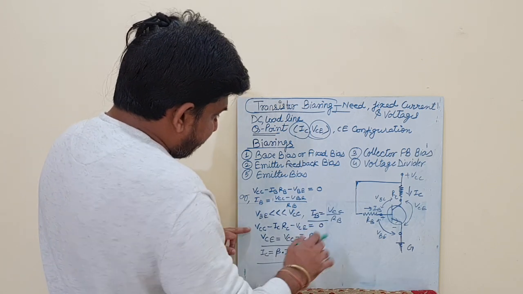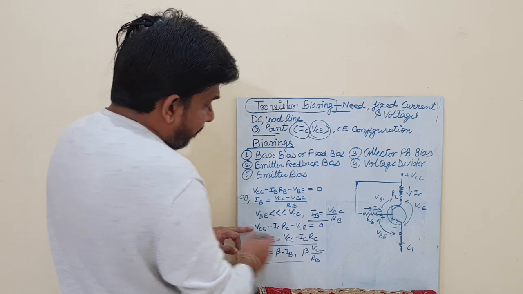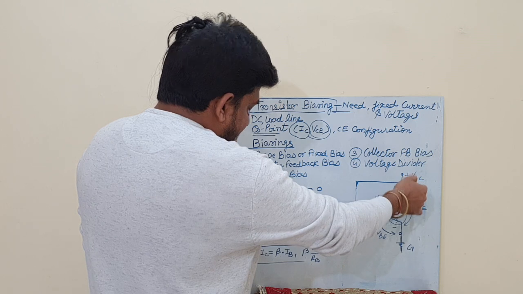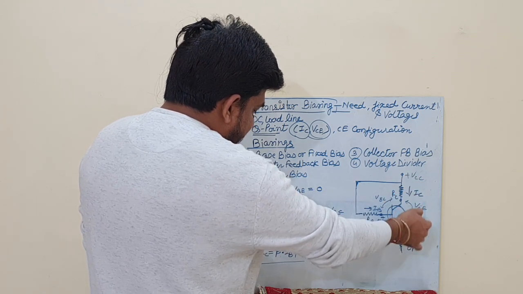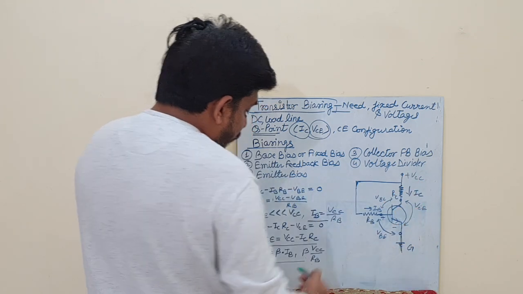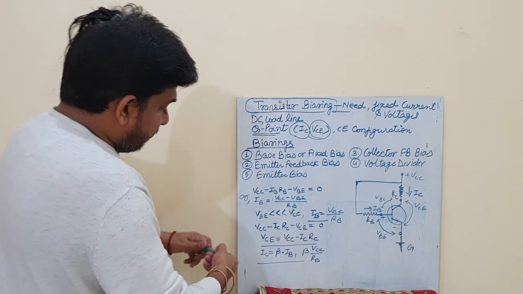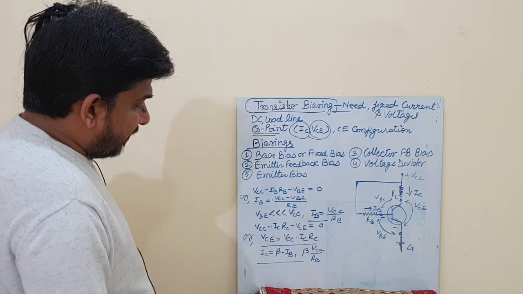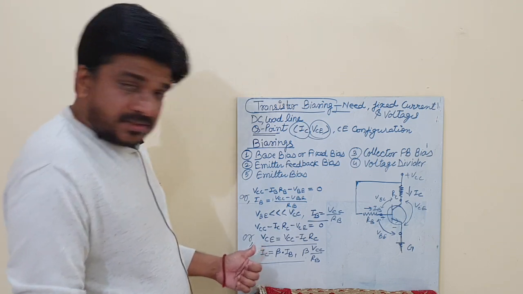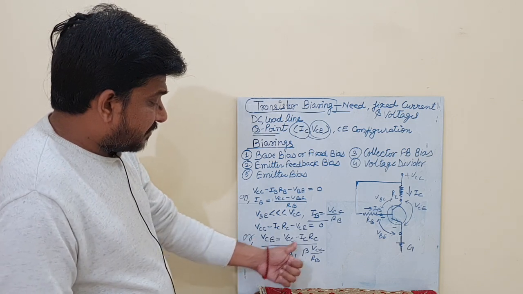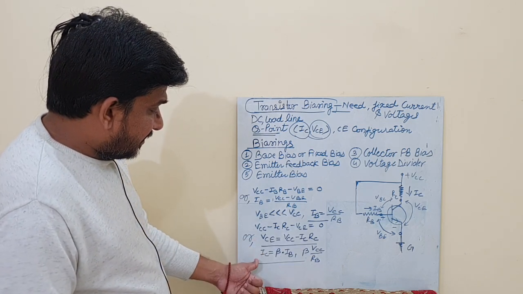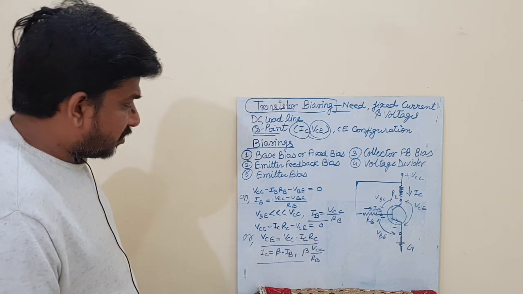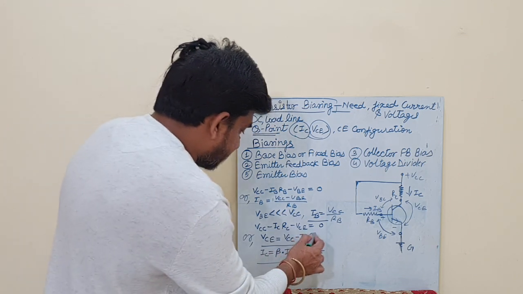So let's wait. Then we will put Kirchhoff's law. VCC minus IC RC minus VCE equals 0. Okay? This is again VCC minus IC RC minus VCE equals 0. So VCE is equal to VCC minus IC RC.